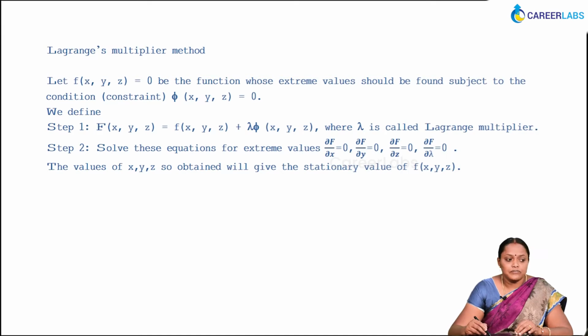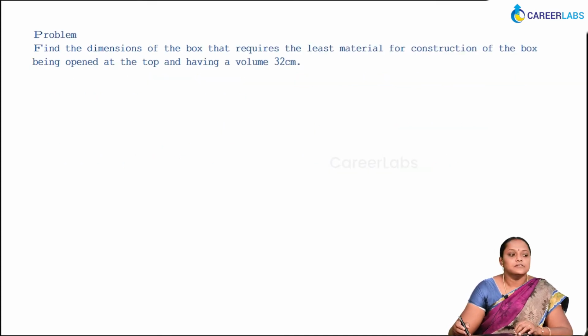And solving these equations for extreme values, we are going to find the differentiation of F with respect to x, F with respect to y, F with respect to z, and F with respect to lambda, that is nothing but the constraint equated to 0. We are going to solve these equations for getting the extreme values. The values of x, y, z that we obtain, we call them a stationary value of f of x comma y comma z. Now let us see a problem here.